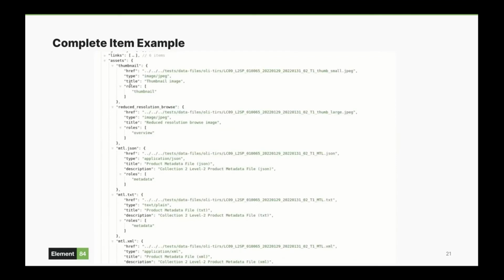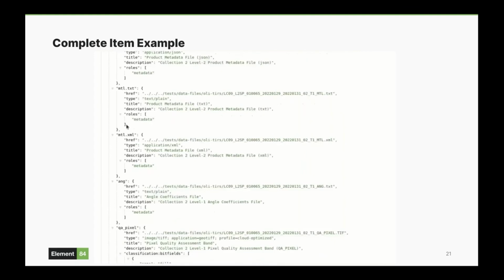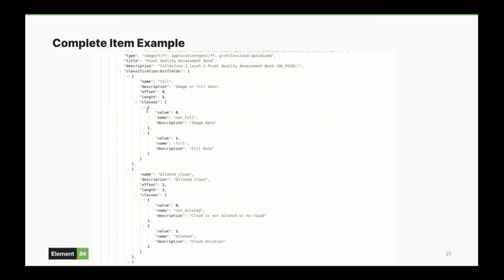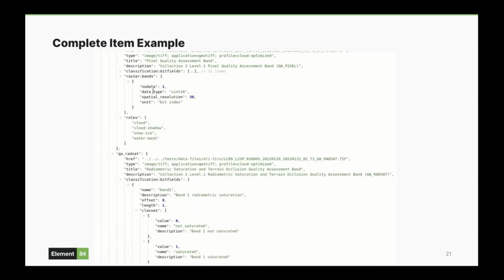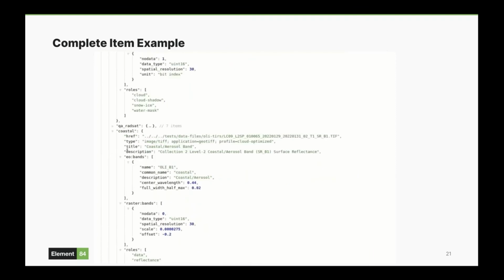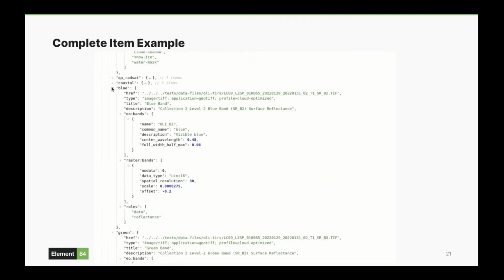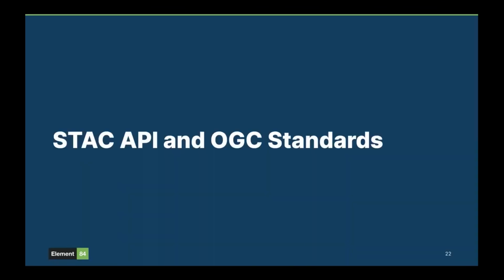And then ultimately here we have our assets. You see they have a title, you've got roles, you have the href, which is the most important thing, that location. And then as we get down into the data, we also have more complex information here. We have classification data so that you know which bits in this cloud mask are representing clouds or cloud shadows. And the data type, and then also when we get down to the spectral bands, we get things like wavelength and the common name of the spectral band.